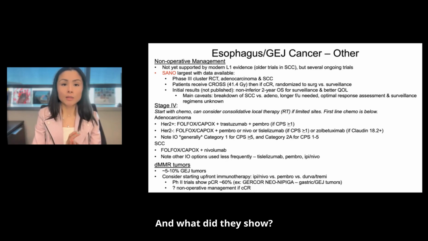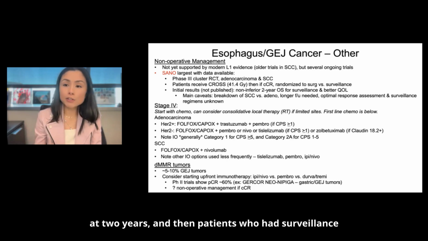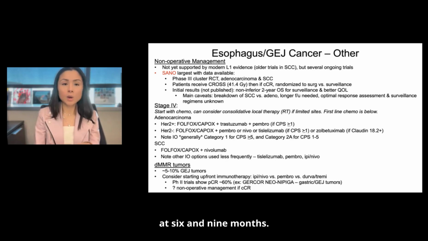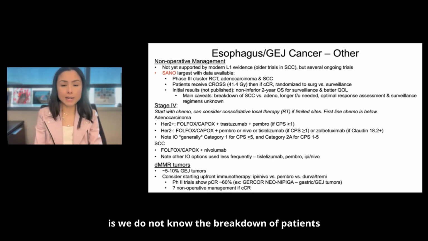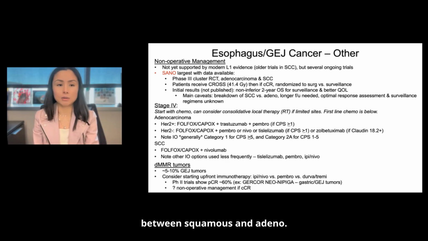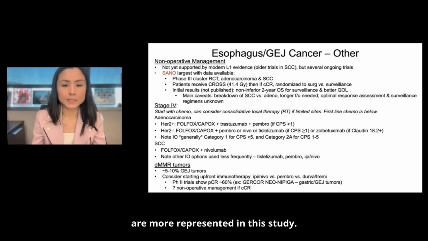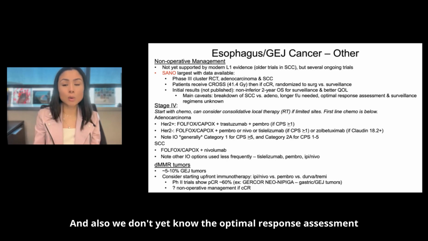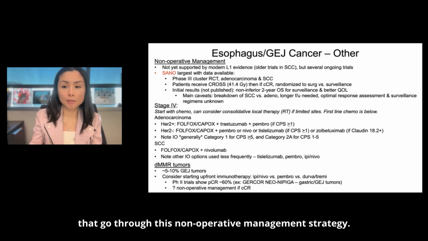And what did they show? They showed that OS was non-inferior for surveillance at 2 years, and patients who had surveillance instead of surgery had better quality of life at 6 and 9 months. What we do not know yet, I don't want to call them caveats, just things we don't know yet, is the breakdown of patients between squamous and adeno. And most hypothesize that squamous cell cancers are more represented in this study. I think we need longer follow-up than 2 years. And also, we don't yet know the optimal response assessment and surveillance regimen for patients that go through this non-operative management strategy.